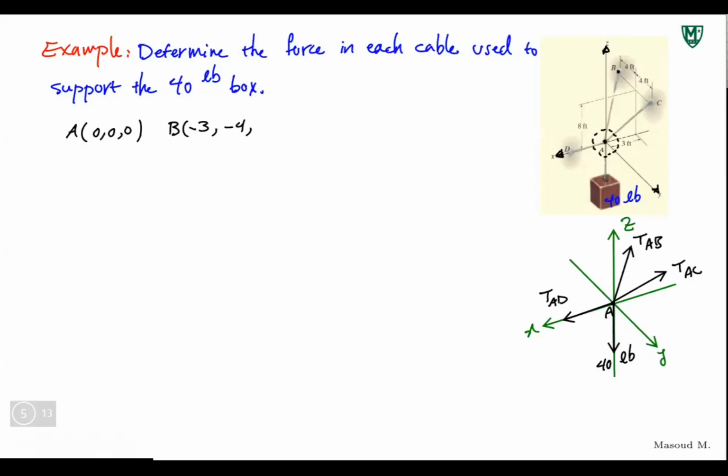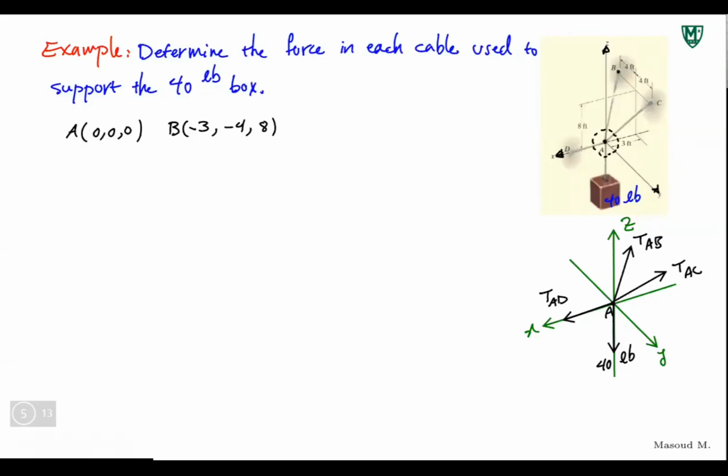And Z is just 8 going up. Right? Hopefully you see that. Yes, Richard, that's pretty accurate. Minus 3, minus 4, 8. I'm a little delayed looking at the chat box, but thank you guys.